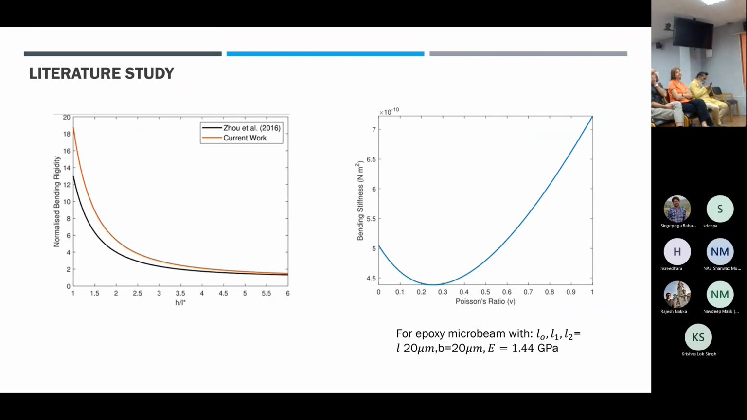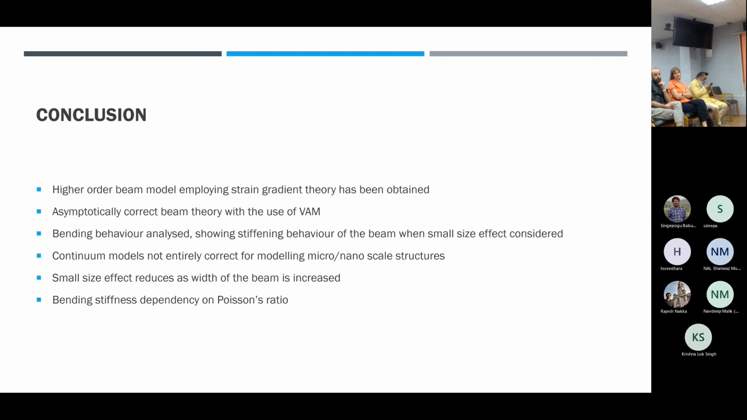We also compared with the literature, Sahu et al. We obtained the normalized bending rigidity against the width to length scale parameter ratio, and we see that the behavior is the same and we have a very good correlation. Also, we see that the bending stiffness is dependent on the Poisson's ratio as well. So for one case of an epoxy microbeam, we obtain this graph, where we plot the bending stiffness with respect to the Poisson's ratio.